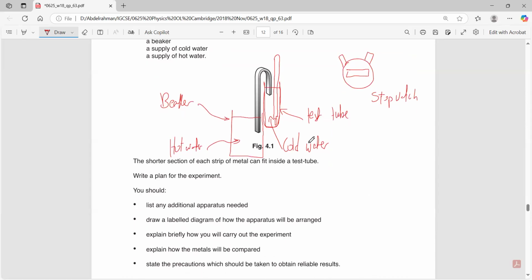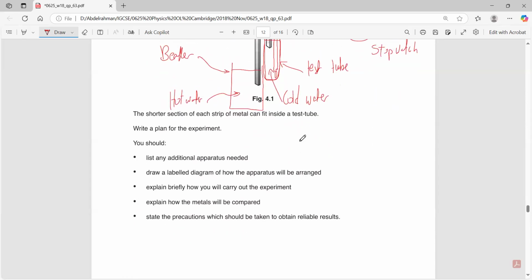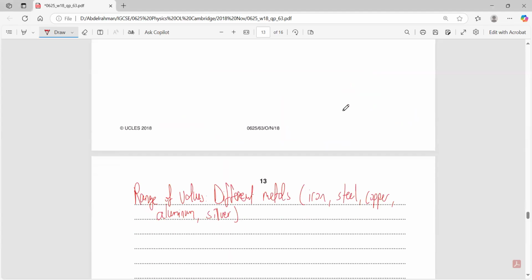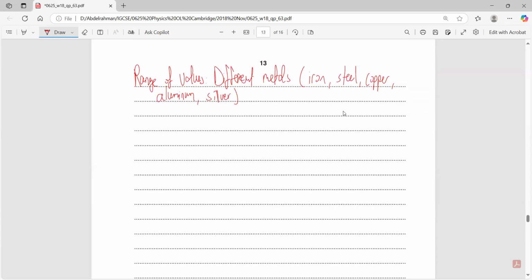So we drew the labeled diagram. You have the shorter section inside the test tube and the longer section inside the beaker. This is the hot water in the beaker and the cold water in the test tube. What about you have the range of values. What about the constants? What about the controlled variables? What constants should we have?